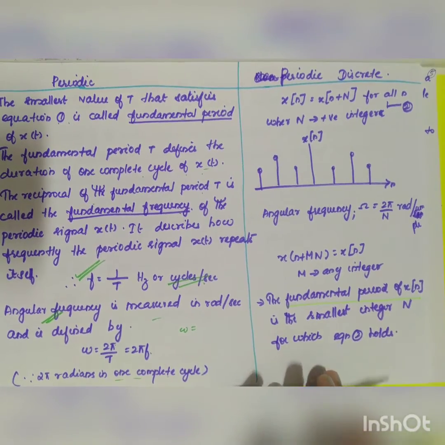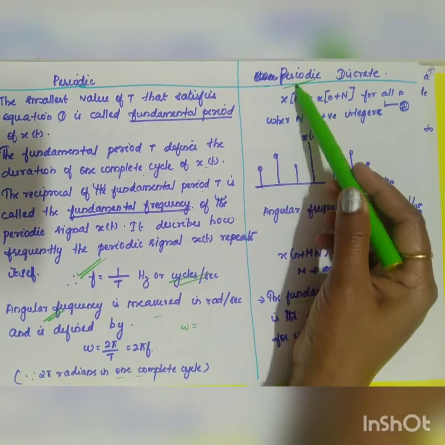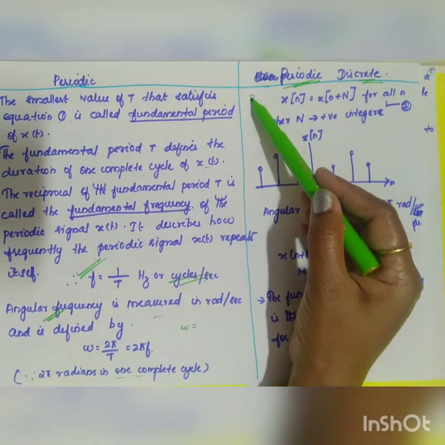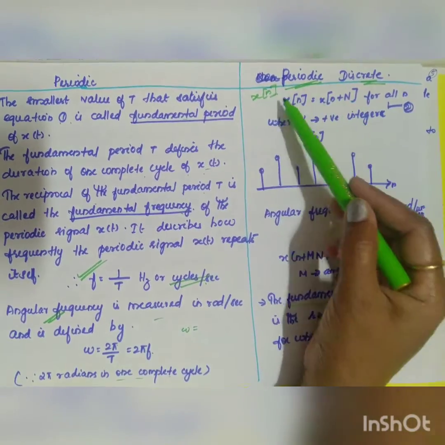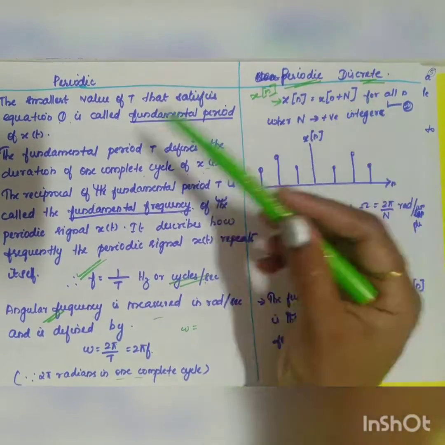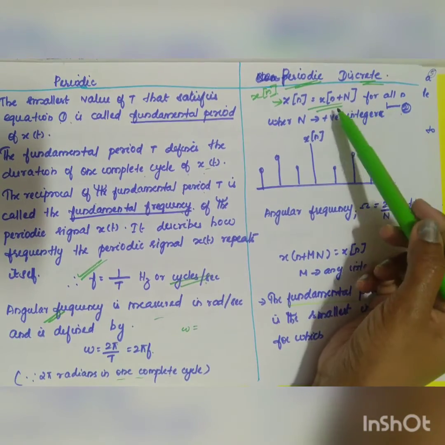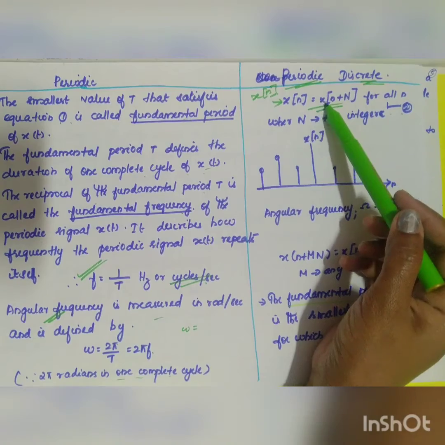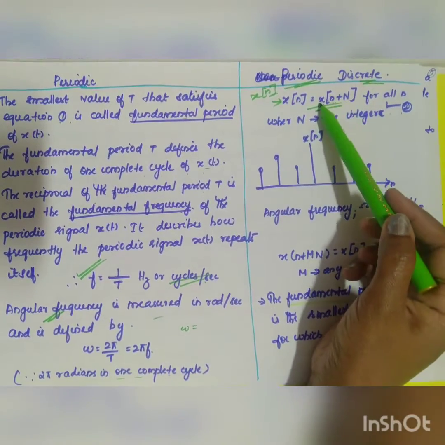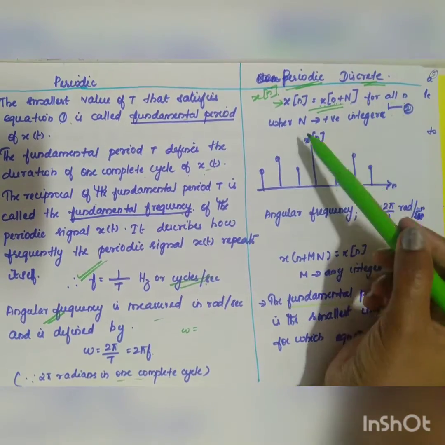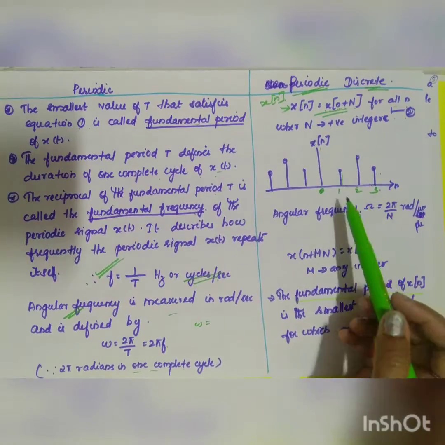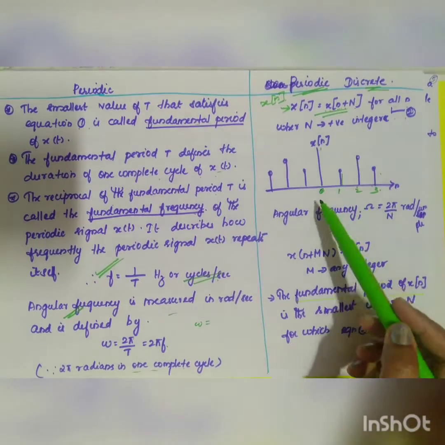Whereas in the case of a periodic discrete signal, a discrete signal x(n) is said to be periodic if it satisfies the condition. Similarly, you repeat it in the second equation, but it is discrete in nature, so it is not continuous. So x(n + N) = x(n) for all n, where N is a positive integer. So this is the example of your periodic discrete signal.